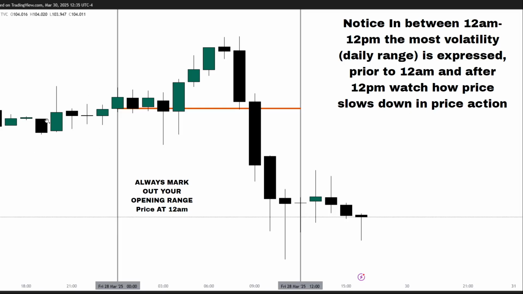So low volatility candles. Notice between 12 a.m. and 12 p.m. we have a high being created and then a low, creating the full daily range. And prior to 12 a.m. and after 12 p.m., not really much going on.